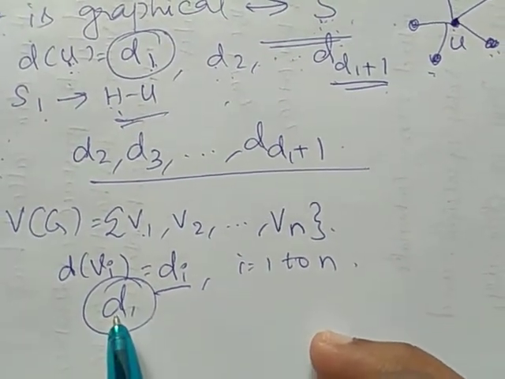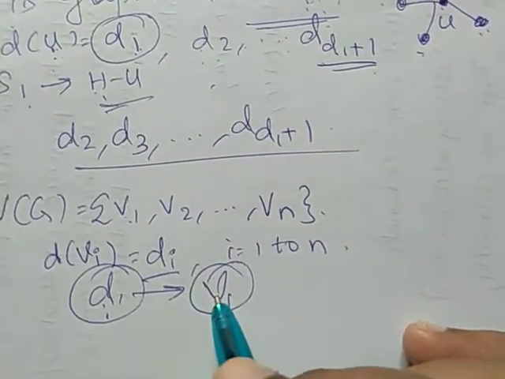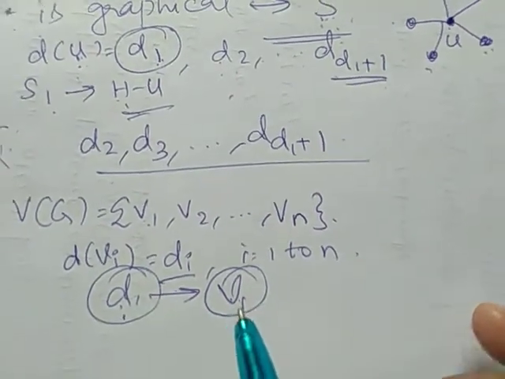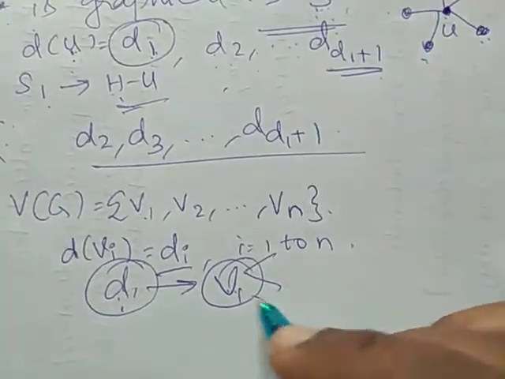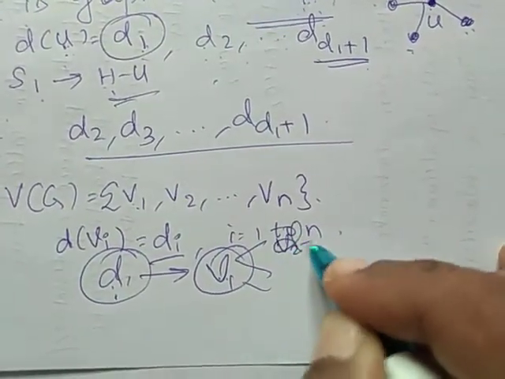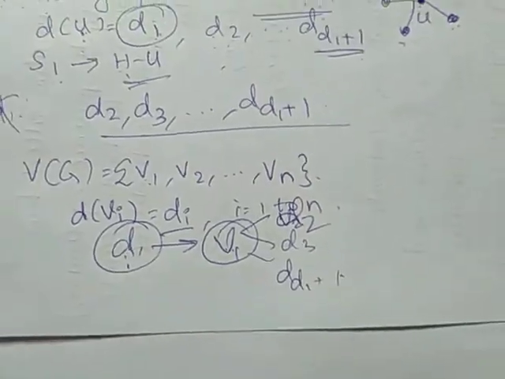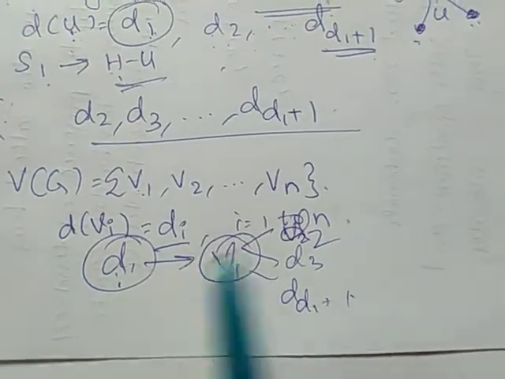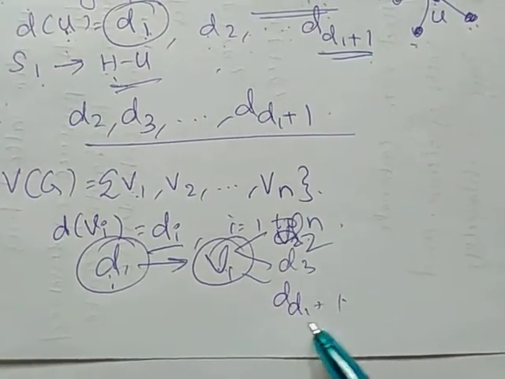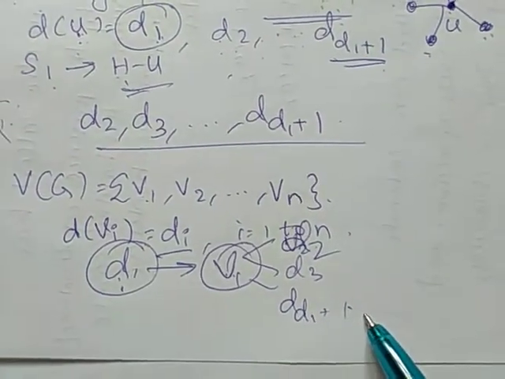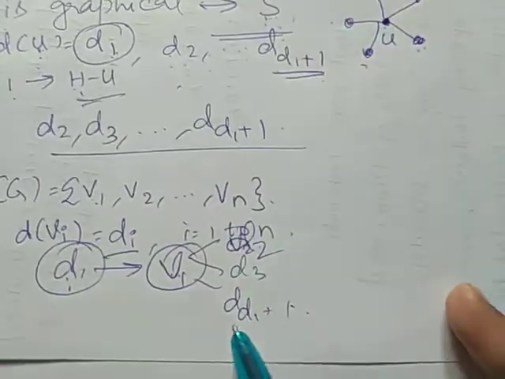Since V1 is the vertex which has the highest degree, and according to our data it is not adjacent to the vertices with degree D2, D3, etc., till D of D1 plus 1. So V1 must be adjacent to a vertex Vs having a smaller degree than these.